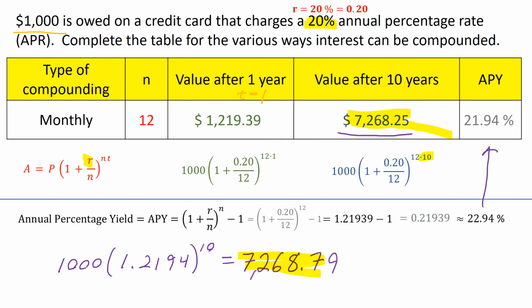So if you ever see, let's say, a credit card that tells you it's compounded monthly at 20%, well, that's the same as a credit card that charges 21.94% compounded yearly.